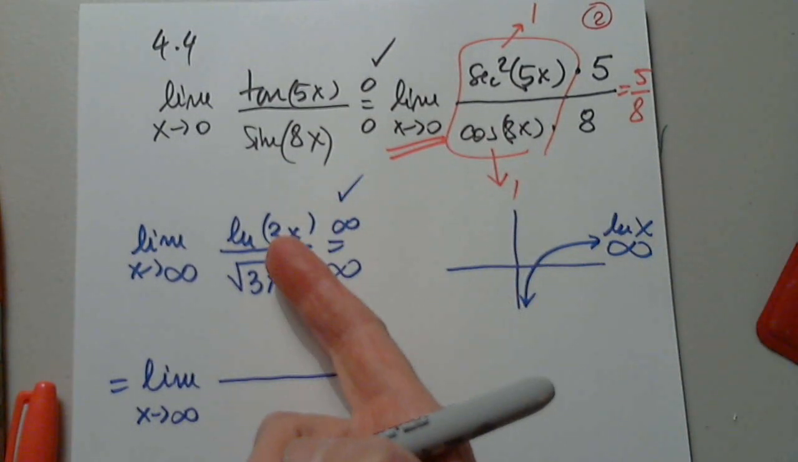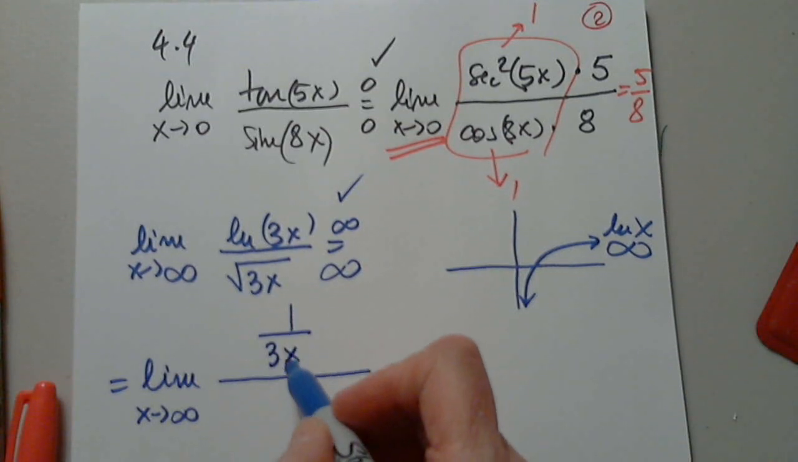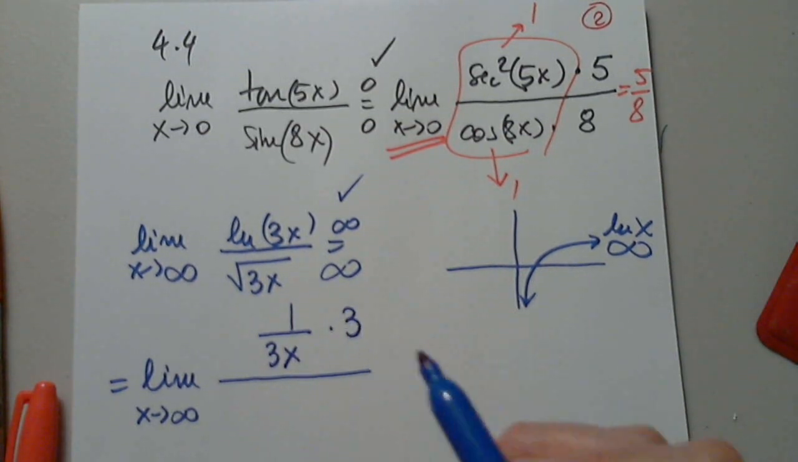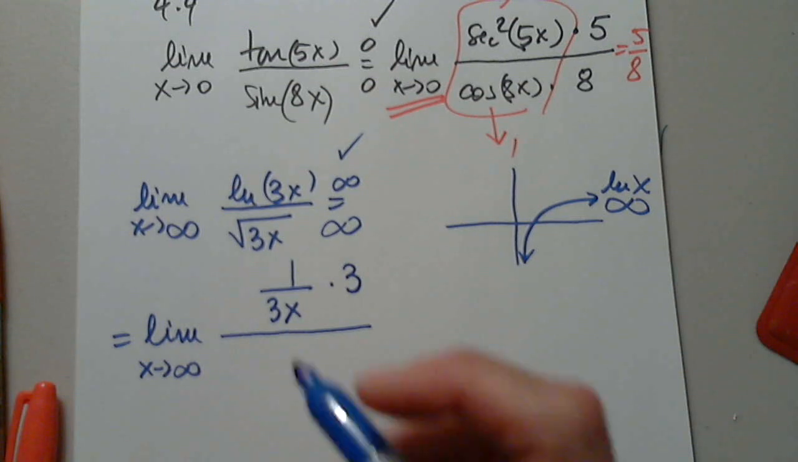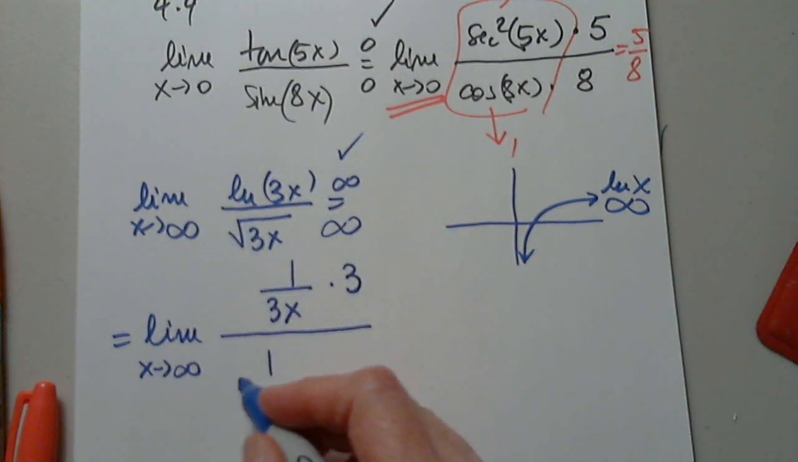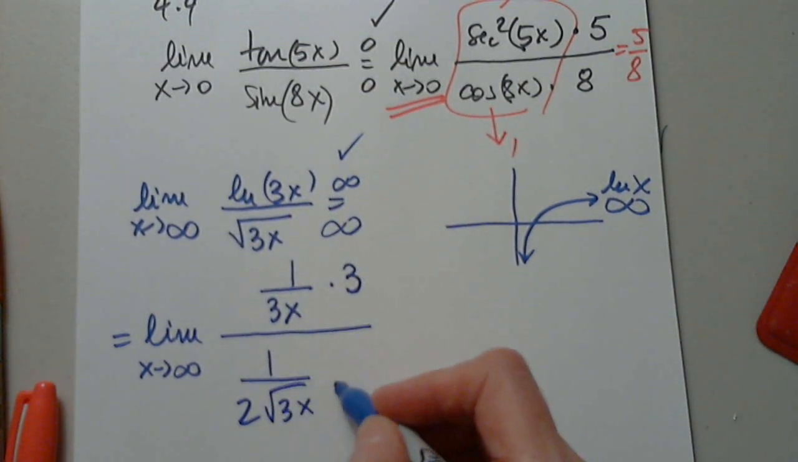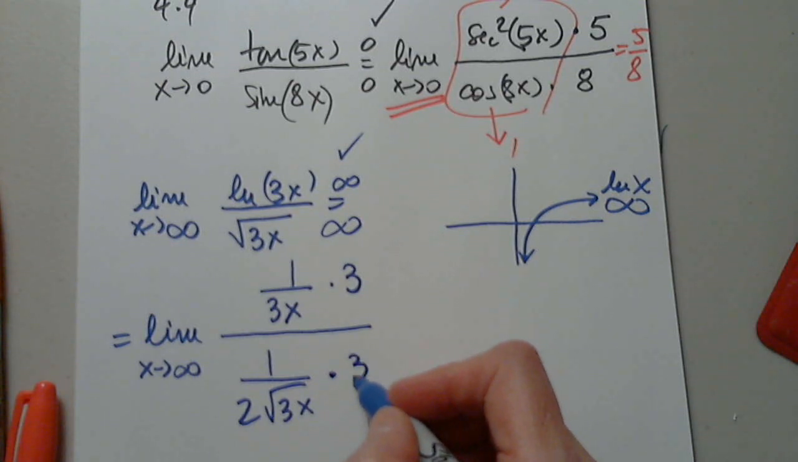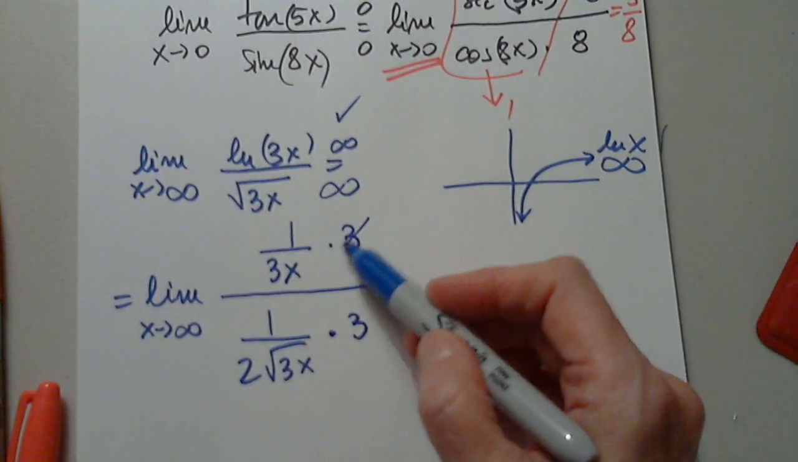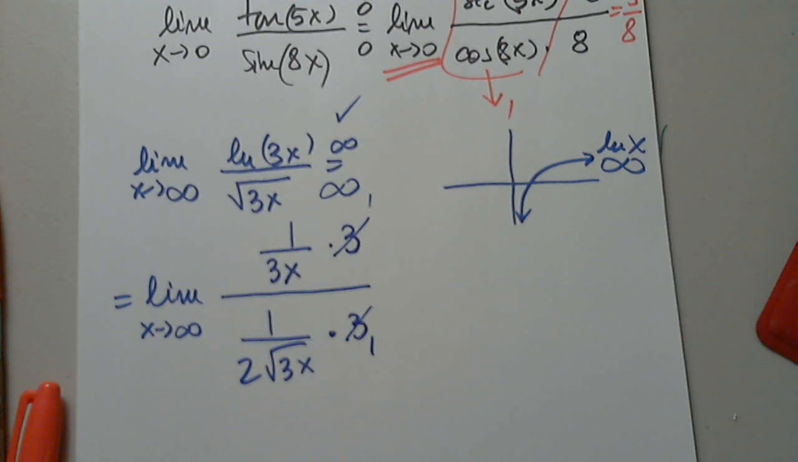When I differentiate natural log, I have 1/3x times 3, the inner function prime. When I differentiate the square root of 3x, I have 1/2 the square root of 3x times the inner function prime. Is this okay so far?